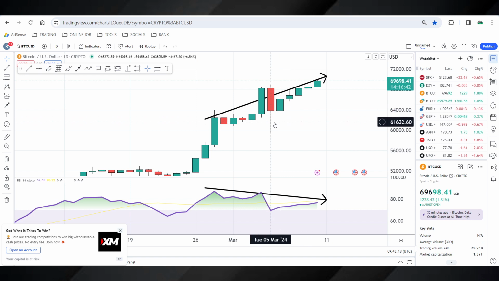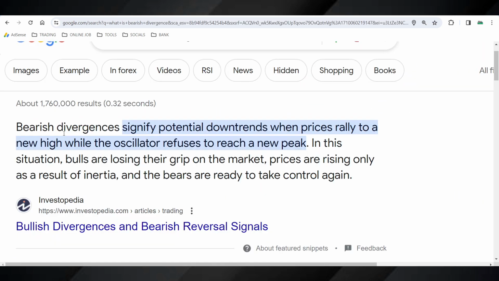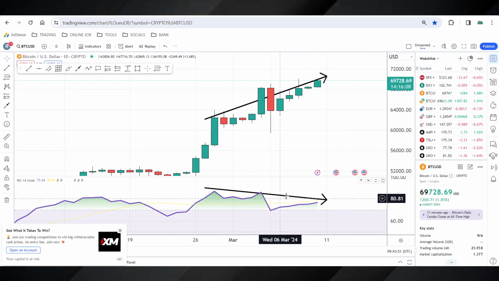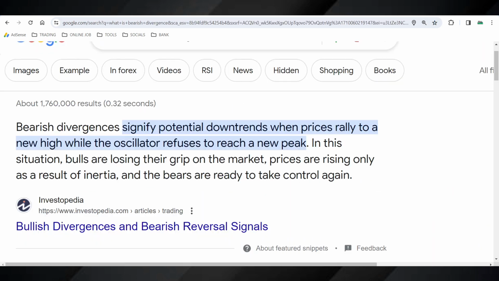Now, what is a bearish divergence? According to this, a bearish divergence signifies a potential downtrend when price rallies to a new high while the oscillator refuses to reach a new peak. Just like what is happening here. It is not forming a new peak. All right. Now, let's continue.